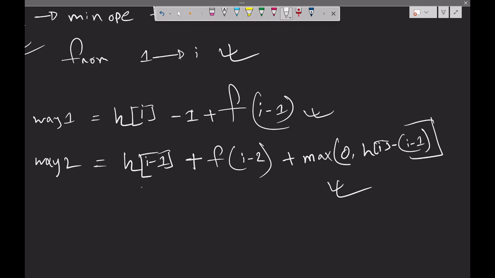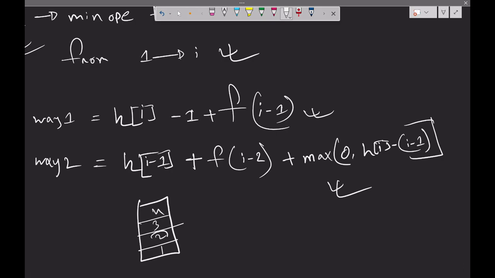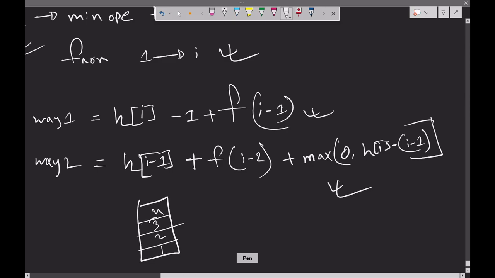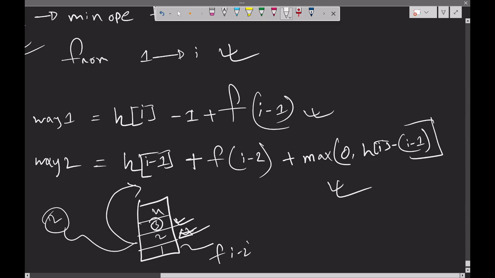So why is this? Look here again: 1 2 3 4. Suppose we look at the third element and want to kill it. We don't want to kill it directly, so we will go to the element below it. It has a health of 2. We will directly kill this element, so it will cost us 2. Then we will call another DP for I-2, so it will compute the cost to kill the element below it. Now what will happen here?